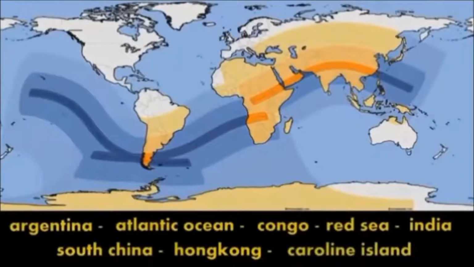You see the one that goes from South America to Africa. It goes from Argentina, across the Atlantic Ocean, Congo, Red Sea. Then we have another one that starts in Mid-Africa, goes through the Red Sea, India, and South China. And the last one goes over the Pacific Ocean, over Caroline Islands.